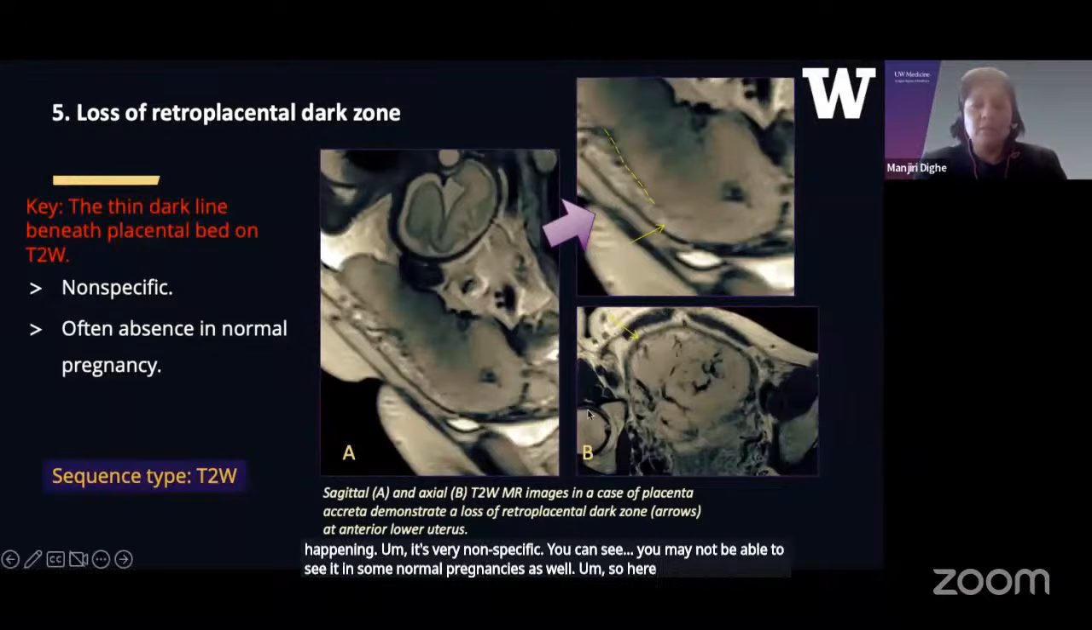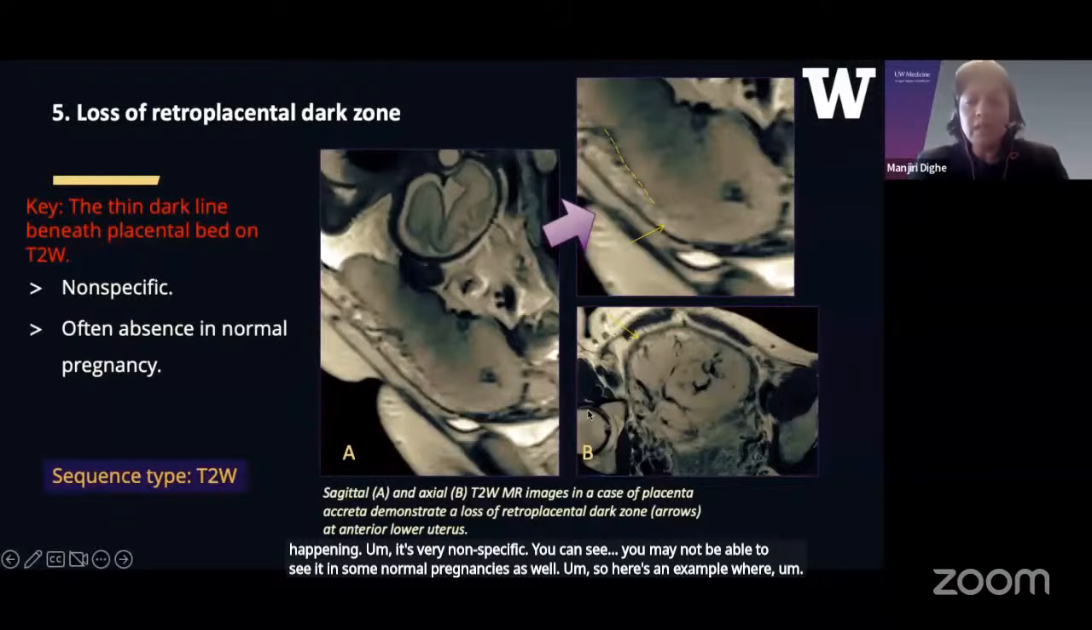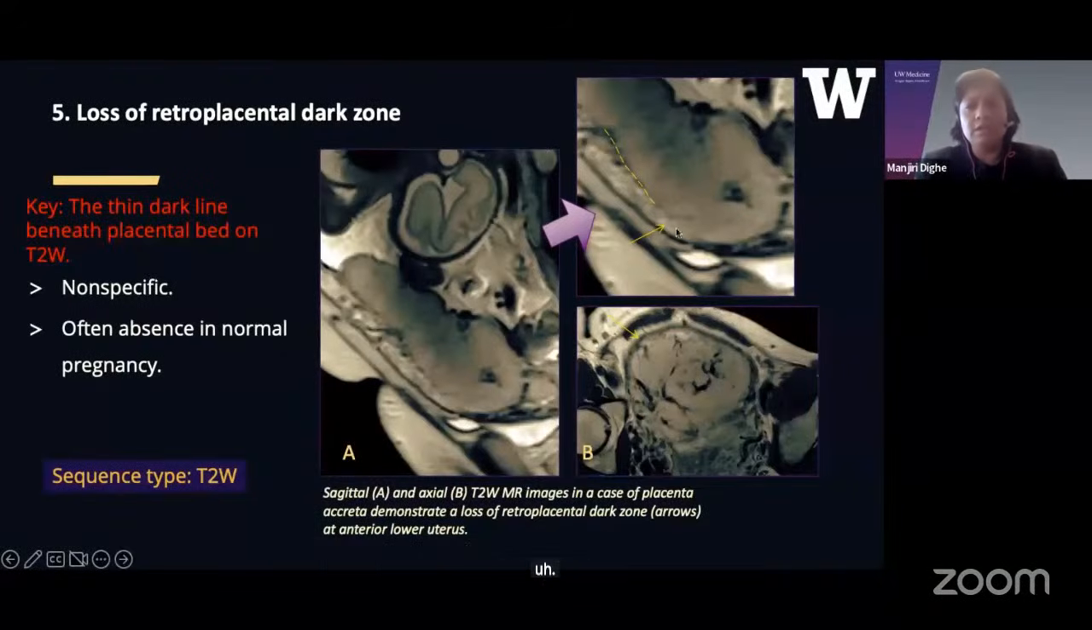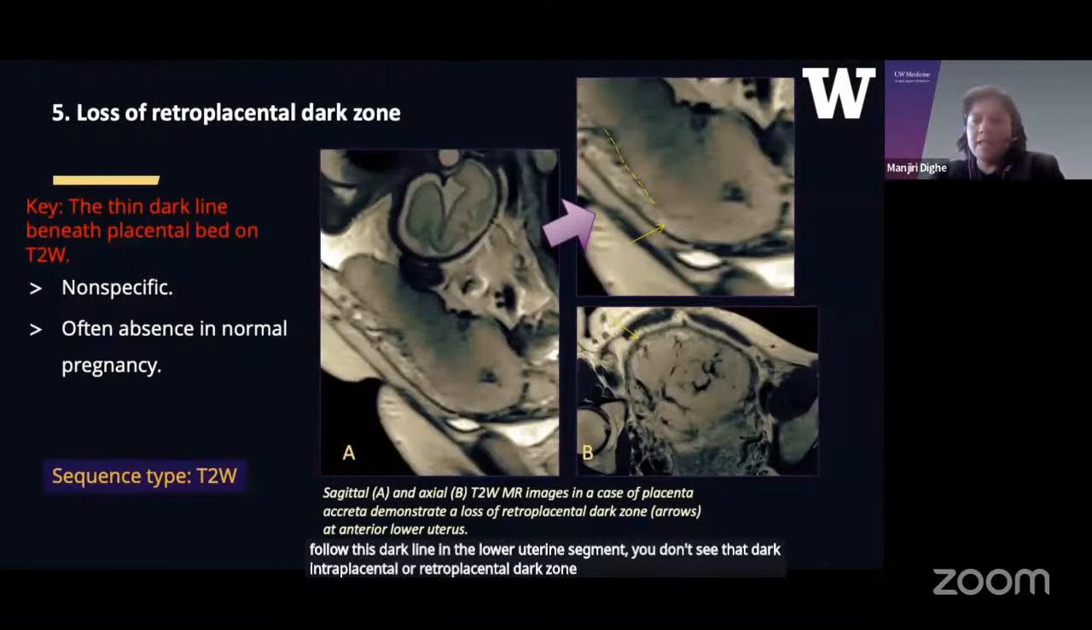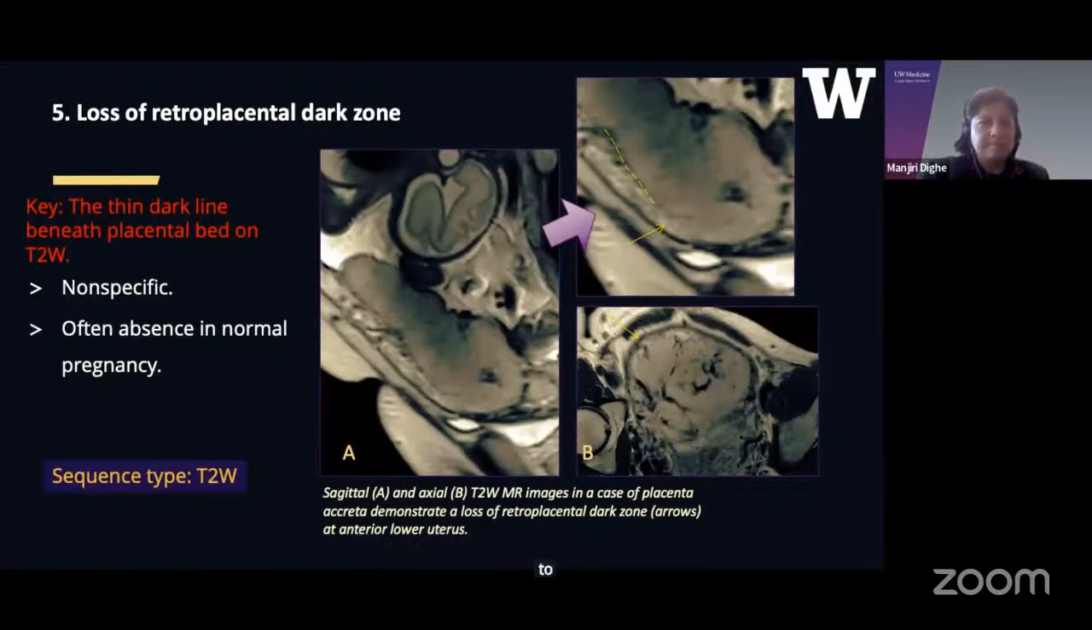So here's an example where, in this particular patient in the lower uterine segment, as you follow this dark line in the lower uterine segment, you don't see that dark retroplacental dark zone. And that can be a clue to placenta accreta spectrum.